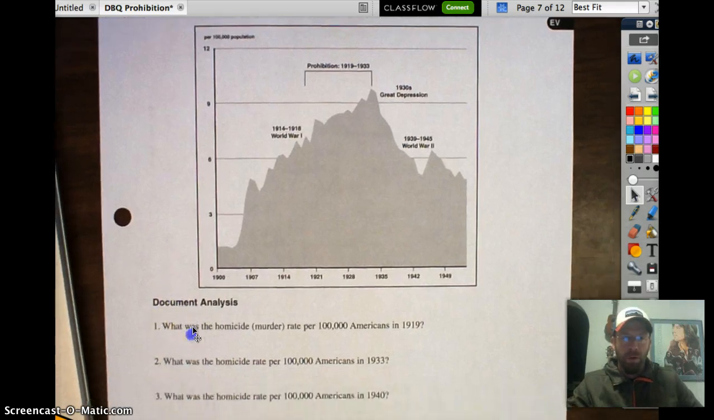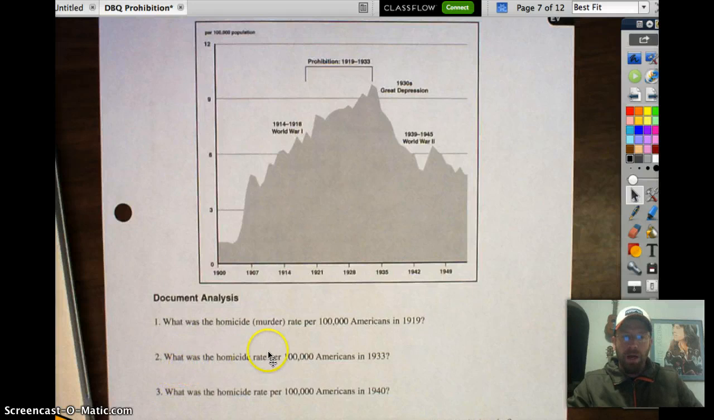Question two. What was the homicide rate per 100,000 Americans in 1933? So same question, just 14 years later at the end of Prohibition. So we're looking right here, and you're making an estimate. Okay, you can't be exact here, but what was the murder rate about in 1933? Okay, pause the video and answer that.